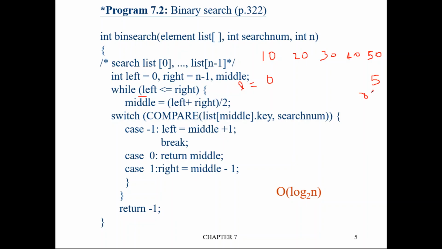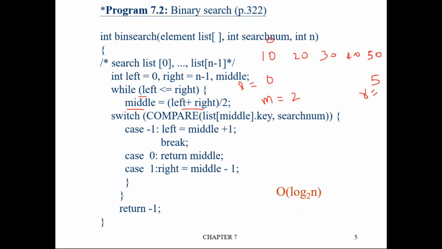Okay. Now we will calculate something called middle. Middle equals (left plus right) by 2. So what will be middle? 0 plus 5 is 5. 5 by 2 is 2.5. You just perform integer division, so you will get 2. So M is 2. M is 2 means you have to go to the second location and search.